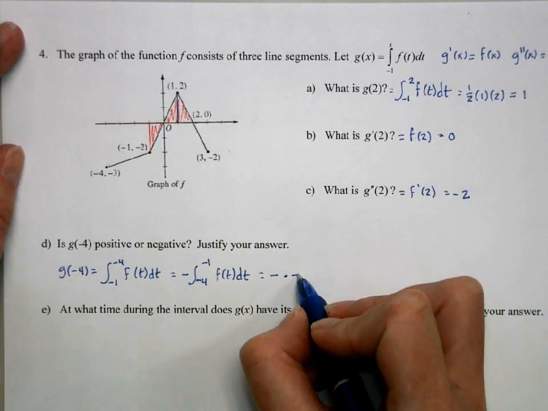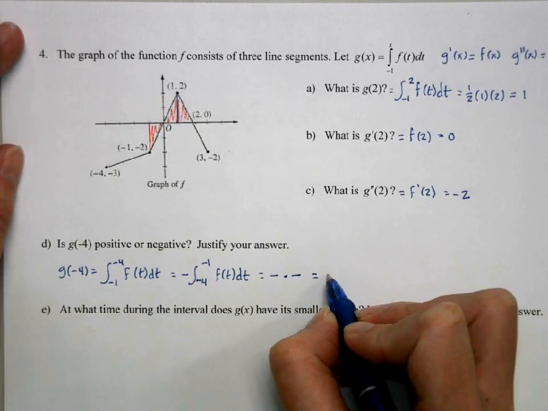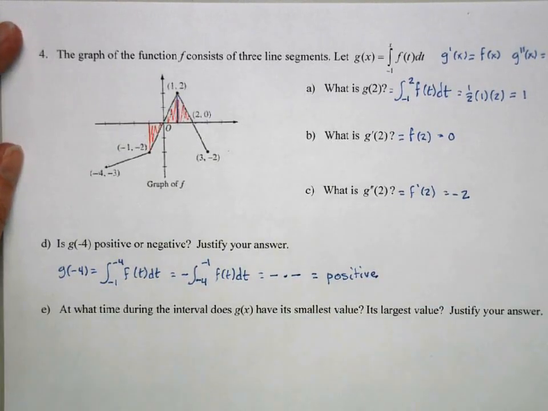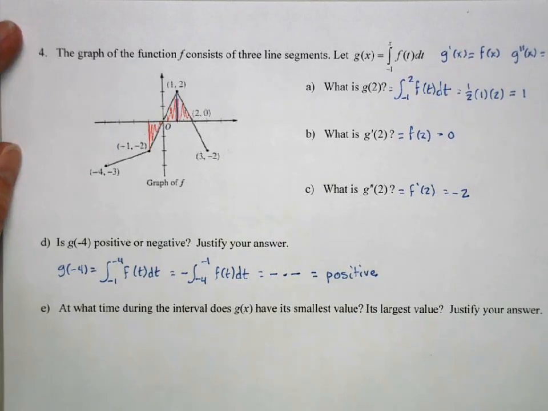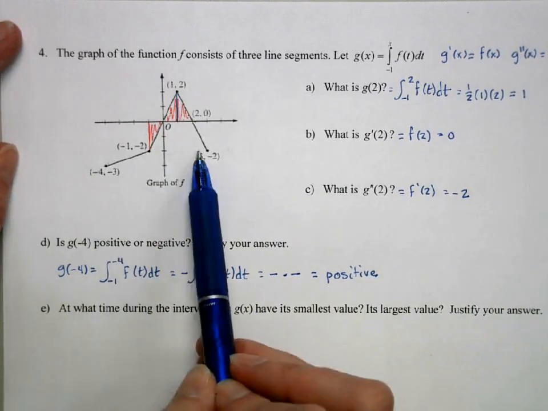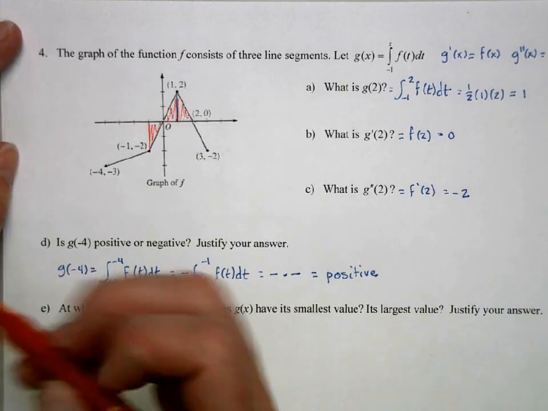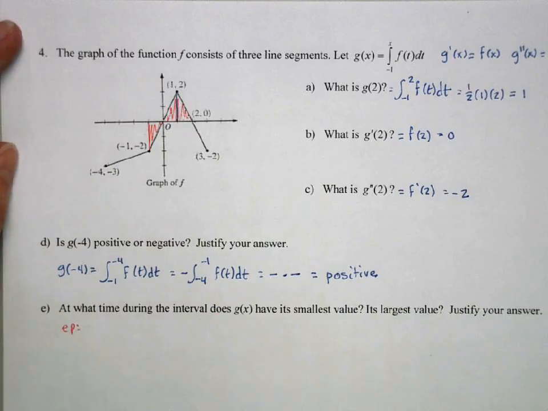Okay. E, at what time during the interval does g have the smallest value, the largest value, and justify your answer. So our interval is going to be from -4 to 3, because it should say that in the description. So I still want to check my endpoints and my critical points. Okay, endpoints are g of -4. So we're going to actually calculate it out this time.